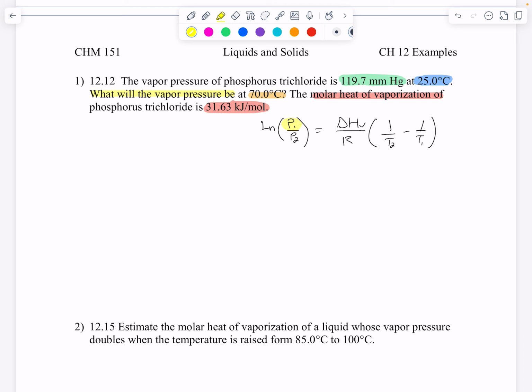Now, we're looking for vapor pressure, and I like solving for the top vapor pressure. So I like solving for P1, which means 70 degrees Celsius has to be T1. We'll change that to Kelvin, of course. That means T2 is 25 and P2 is 119.7. It doesn't matter which pressure or temperature is first in the problem. We just need to know that these two go together and these two go together.